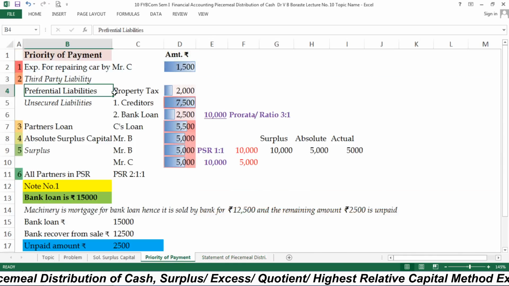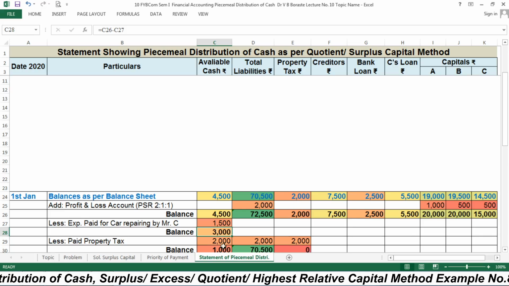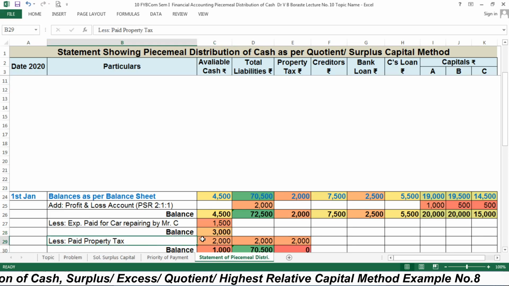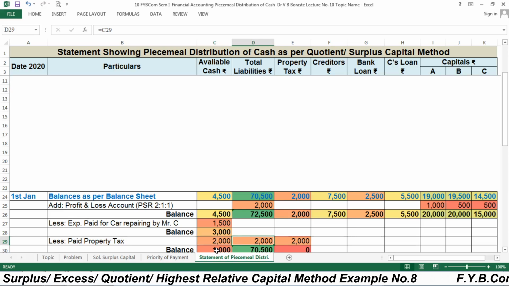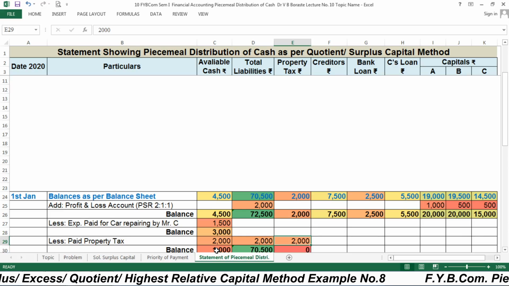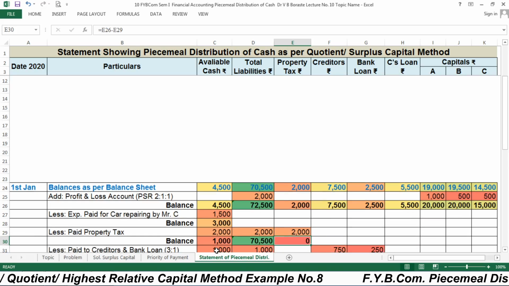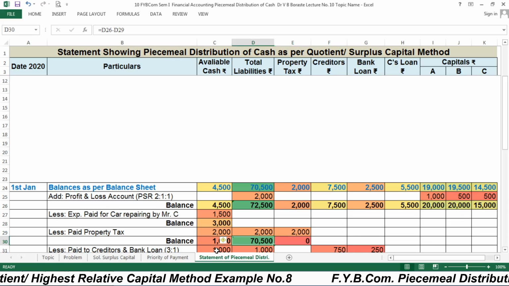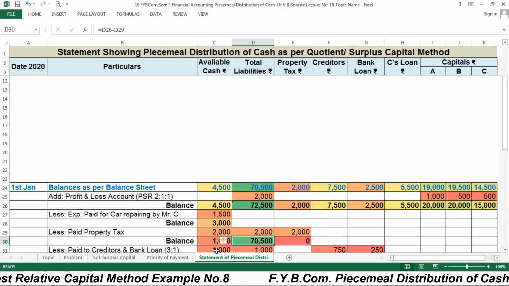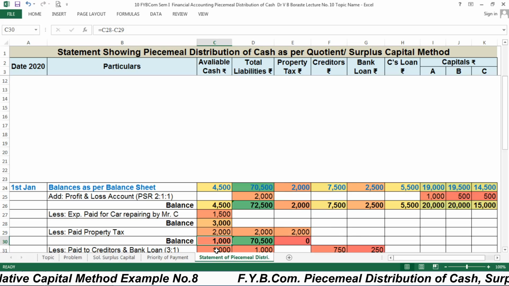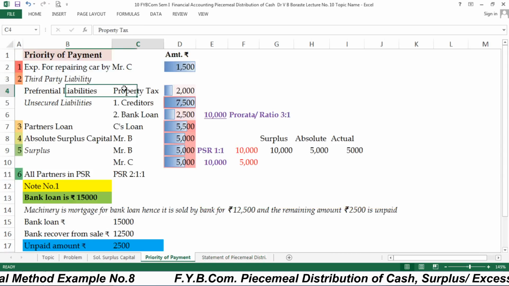Our next priority of payment is property tax. Easily we can pay property tax because we have 3,000 and we have to pay 2,000 only. So less property tax, cash will be reduced by 2,000, and total liability also will be reduced by 2,000. With this, property tax also will be reduced by 2,000. After the payment, our property tax balance will be nil, 0. Total liability is 72,500 minus 2,000, so we still have to pay 70,500, and balance cash in our hand is rupees 1,000. Our first payment is finished.